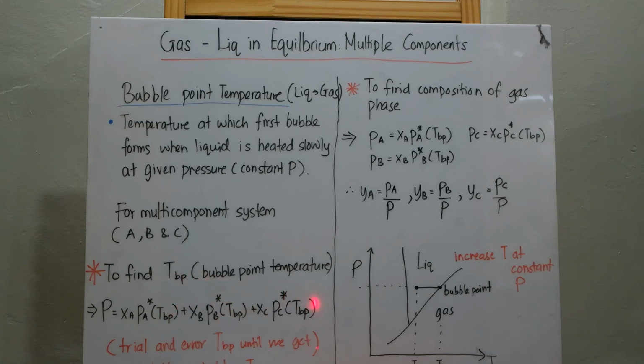You have to put inside, and then once you have the summation of this equal to the pressure of the system that you know, then that will be your bubble point temperature. Your right side must equal your left hand side. So the temperature that you obtain when you have this one equal to this, that is your bubble point temperature for this liquid mixture.